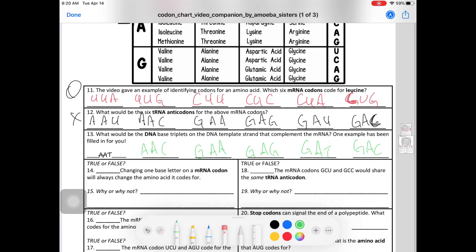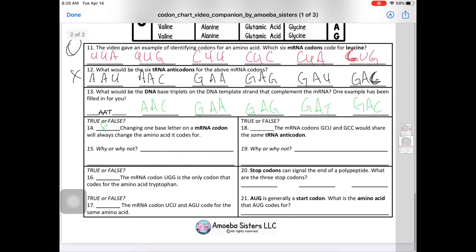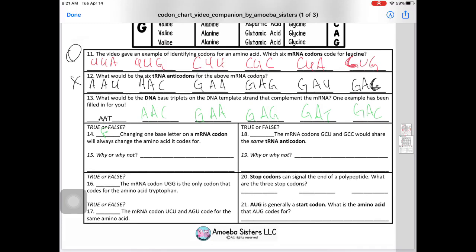All right, true or false? Changing one base letter in messenger will always change the amino acid. That's false. Because sometimes, like leucine, I could change one letter and still get leucine. The messenger RNA codon GCU and GCC would share the same tRNA anticodon. All right, well, that's not true. It'll share a different anticodon, but it might code for the same amino acid. All right, which is what 16 and 17 are dealing with.